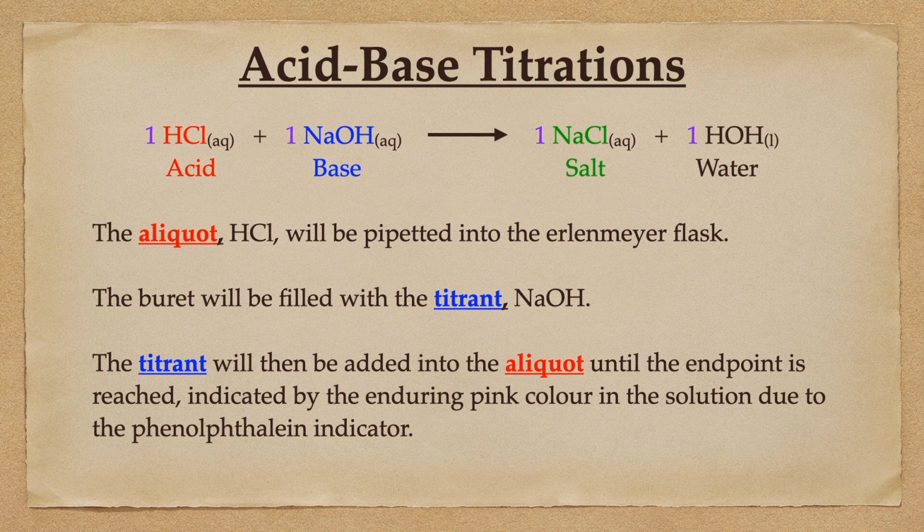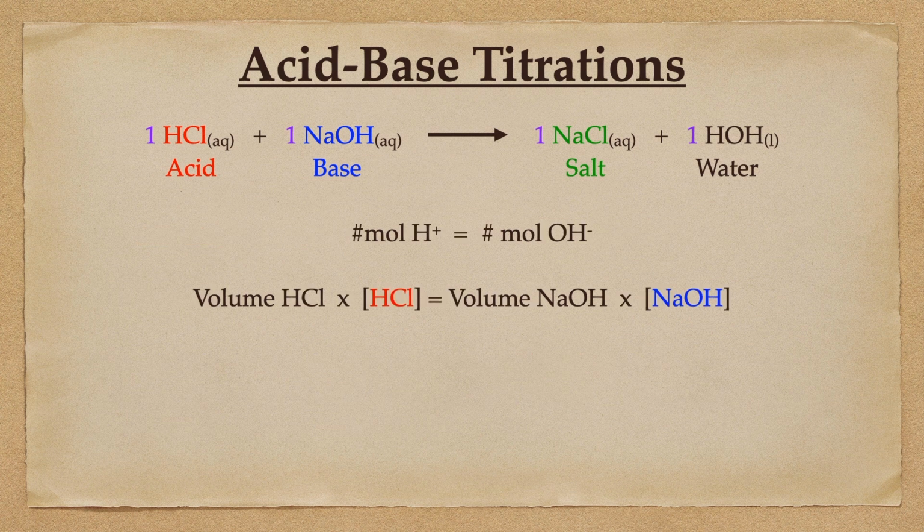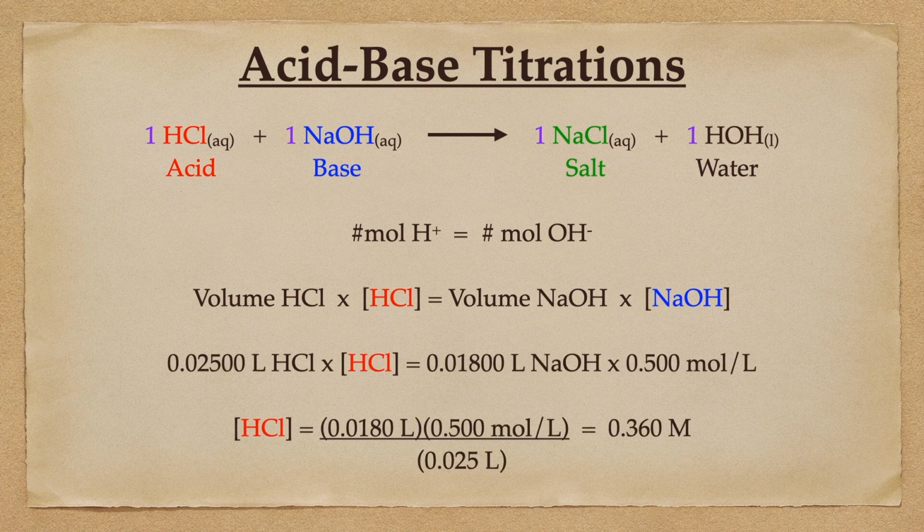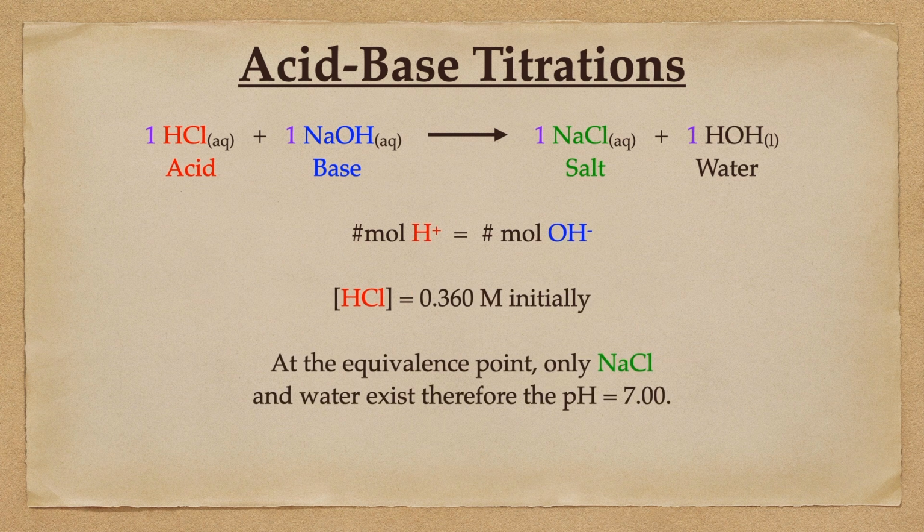The titrant will be added to the aliquot until the endpoint has been achieved, which will be indicated by a phenolphthalein endpoint. Again, our goal is to get the number of moles of H+ ion and number of moles of hydroxide ion exactly equal. When we do the math on this, we find out that the original hydrochloric acid had a concentration of 0.360 molarity. And at the equivalence point, we will have a pH of exactly 7.0.